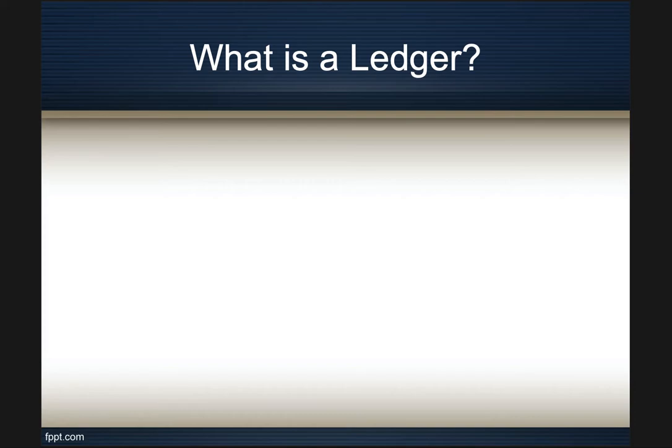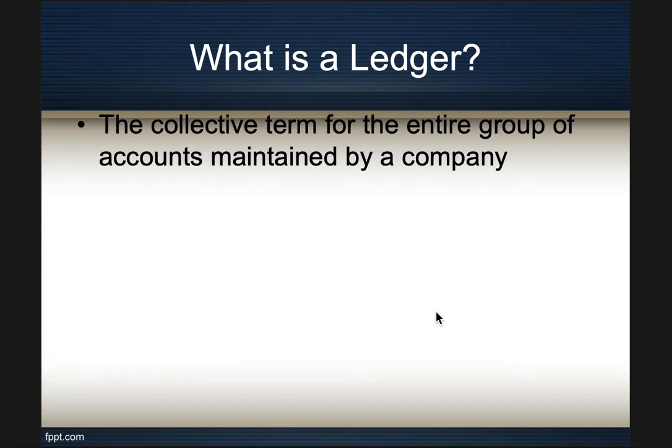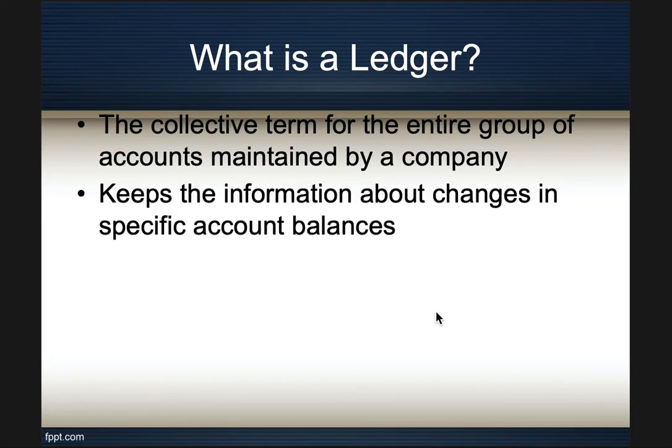Okay, so in accounting, a ledger is the collective term for the entire group of accounts maintained by a company. So it includes all the asset accounts, all the liability accounts, and all the owner's equity accounts. So that is what we call a general ledger. It keeps the information about changes in specific account balances.